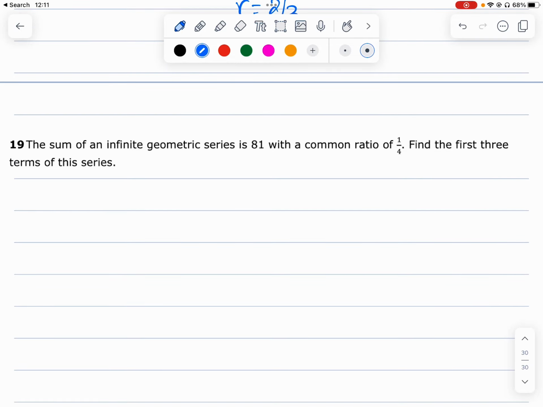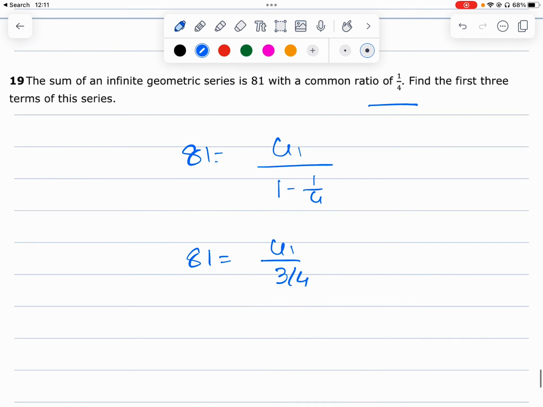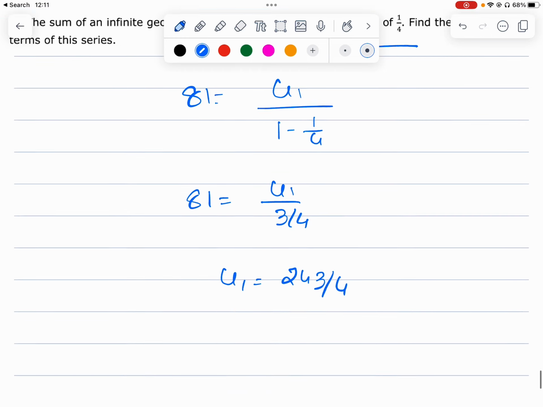Last question, question number 19. The sum of an infinite geometric sequence is 81. So 81 equals, first term I don't know, common ratio is 1 upon 4. So 81 equals u1 upon 3 upon 4. Which gives me u1 equals 243 upon 4. Find the first three terms.